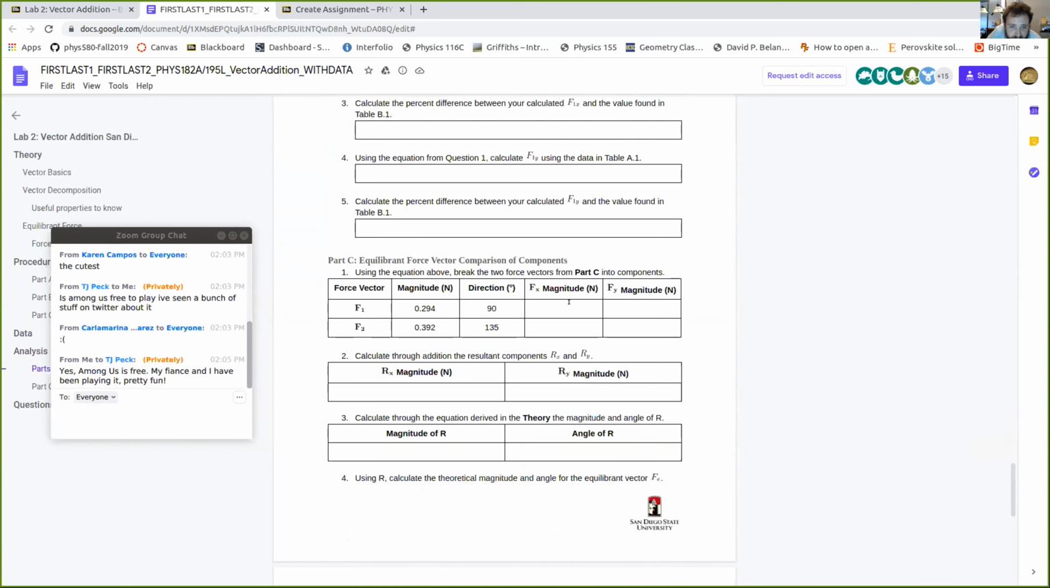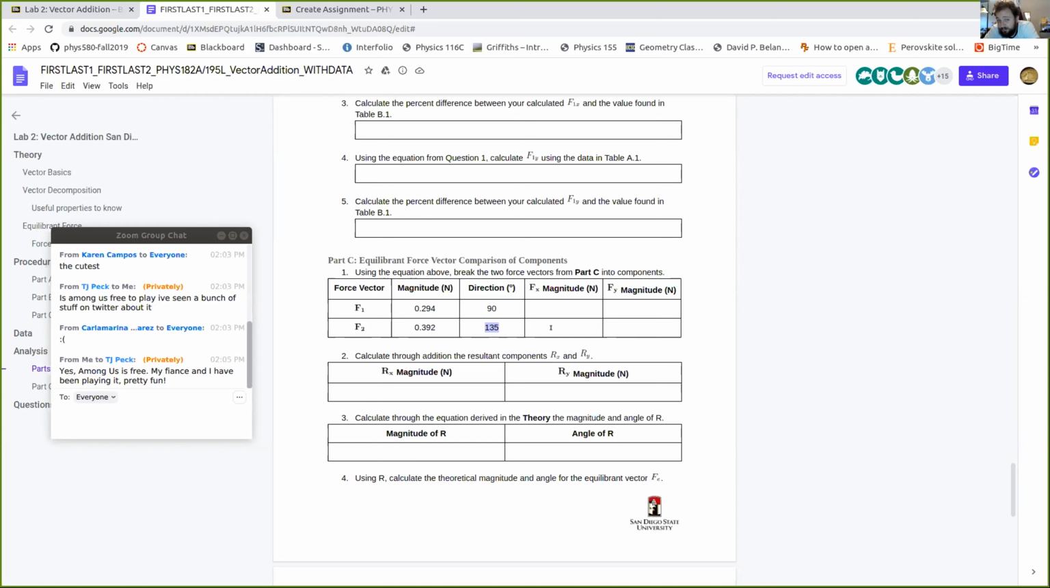Here's where you actually do this stuff, right? Look, they already gave you the magnitude. You don't even have to convert it to newtons. They already did it for you. Forget about that. So you're going to find the x component and the y component for the 90-degree one, right? You're going to find the x component and the y component for the 135-degree one, okay?